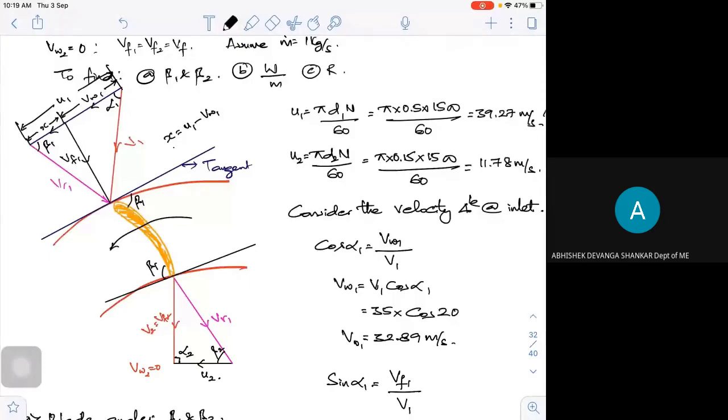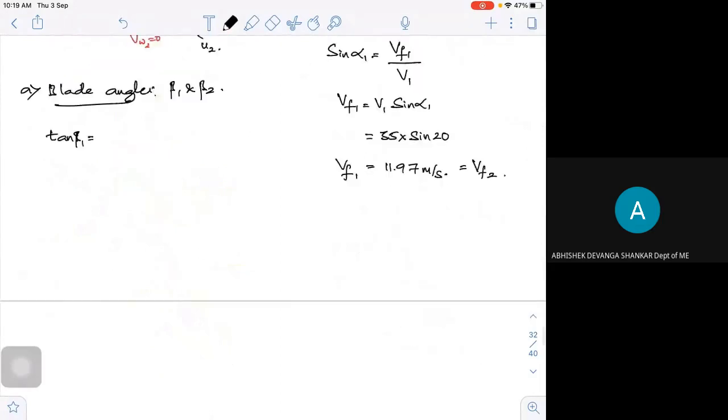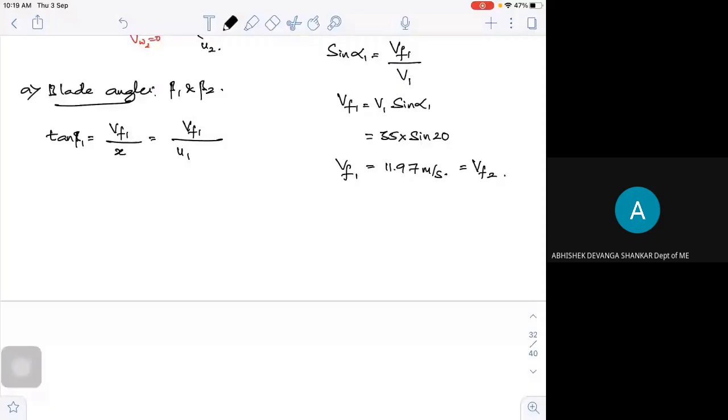Okay. So tan beta 1 is equal to Vf1 divided by x, or I can write Vf1 divided by U1 minus Vw1. Then what is the value of Vf1? Just now we calculated 11.97. What is the value of Vw1? Just now we calculated 32.89. And what is the value of U1? It is 39.27. Substitute all the things.